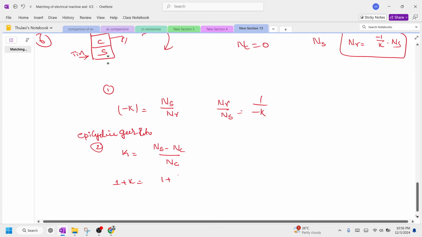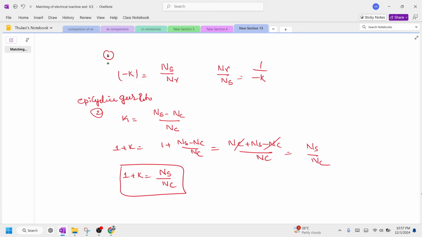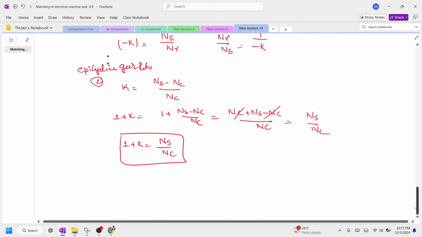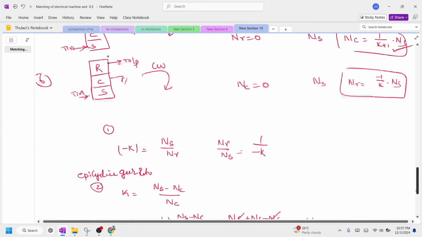So 1 plus K is 1 plus (Ns minus Nc) divided by Nc, which is nothing but (Nc plus Ns minus Nc) divided by Nc. Nc gets cancelled. This is Ns by Nc. So here you can see 1 plus K is equal to the speed of sun gear divided by carrier gear. Already you had got this in the previous video. So you can write Nc is equal to Ns into 1 by (1 plus K), Nc is equal to Ns divided by 1 plus K. This is the relation we have.